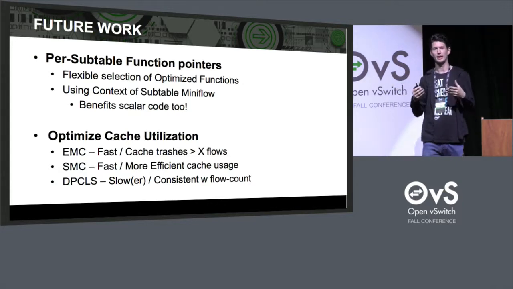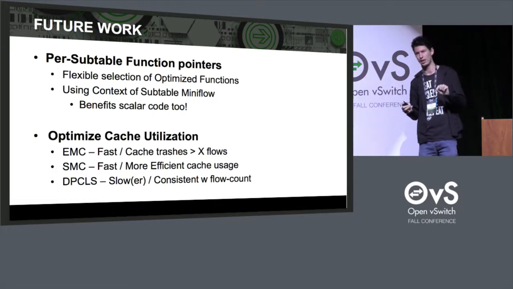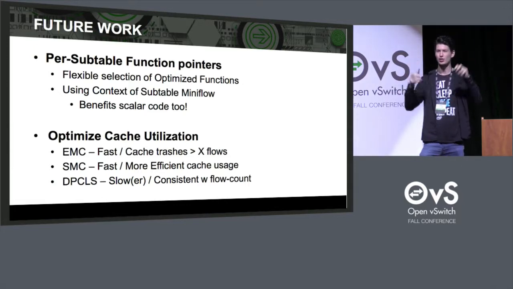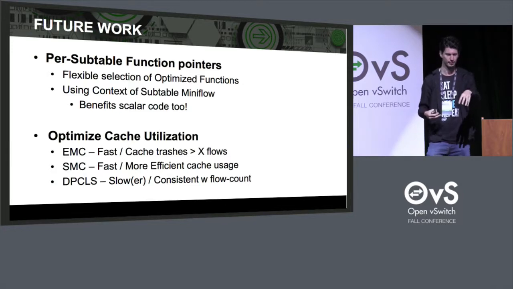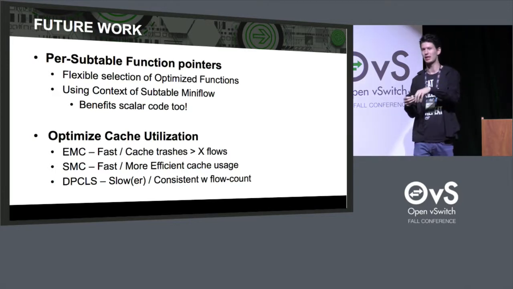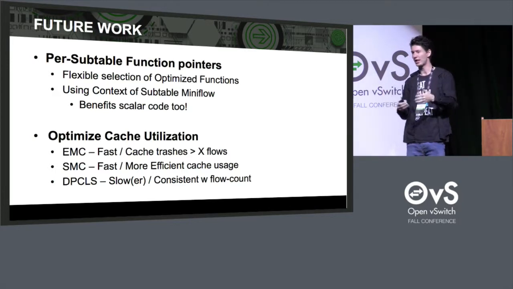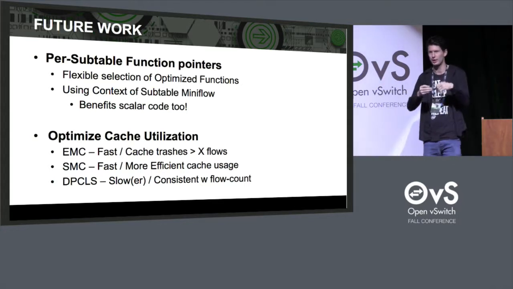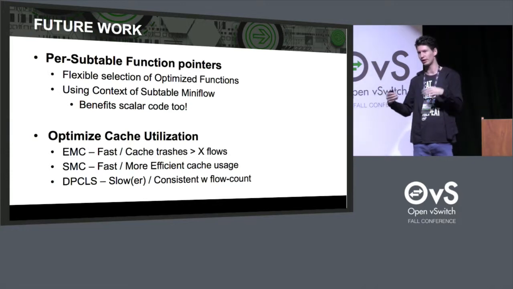The solution here, I think, is to add a function pointer per subtable. And the reason for this is that it allows very flexible selection of our implementation of DPCLS. So do we want to use the vectorized version or the existing scalar version? But it also allows us to use a bit more context to select this miniflow or the exact implementation. And this actually will benefit our scalar code too, because if we have a known number of bits, for example, 6 bits that always get hashed, then we can have a specialized version of that function that the compiler actually unrolls for us at compile time, and it basically means we get loop unrolling in our final binary.